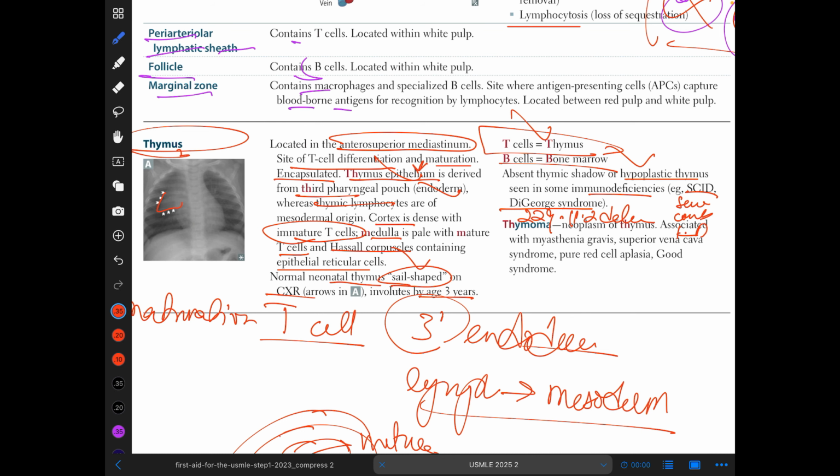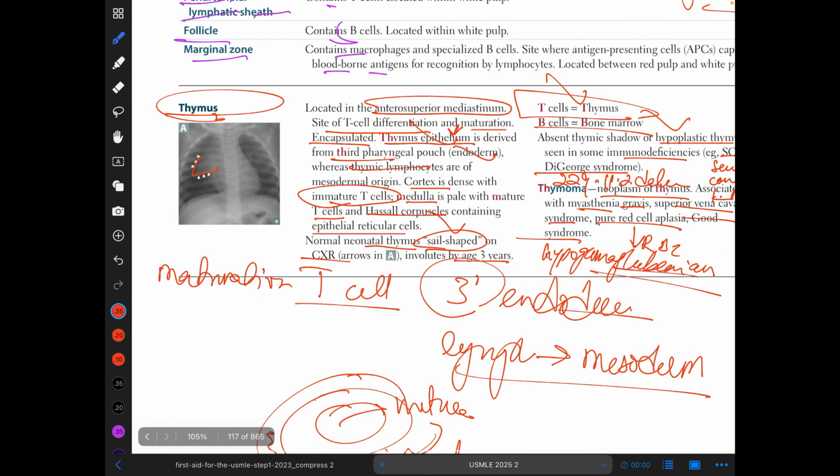And what is a thymoma? Thymoma is a neoplasm of the thymus, and it is associated with myasthenia gravis, superior vena cava syndrome, pure red cell aplasia, a decrease in RBC production, and Good syndrome. You already know it is a thymoma associated with hypogammaglobulinemia. That is Good syndrome, if a thymoma is associated with hypogammaglobulinemia.